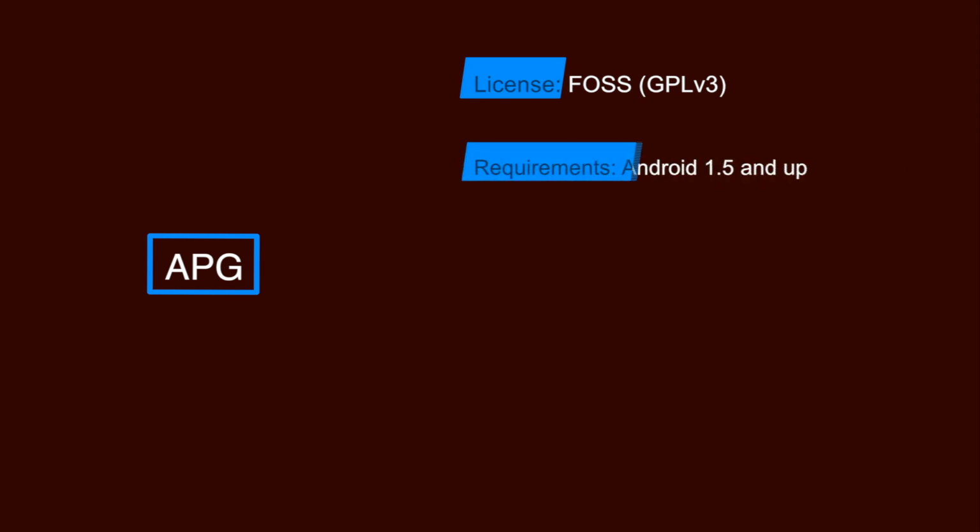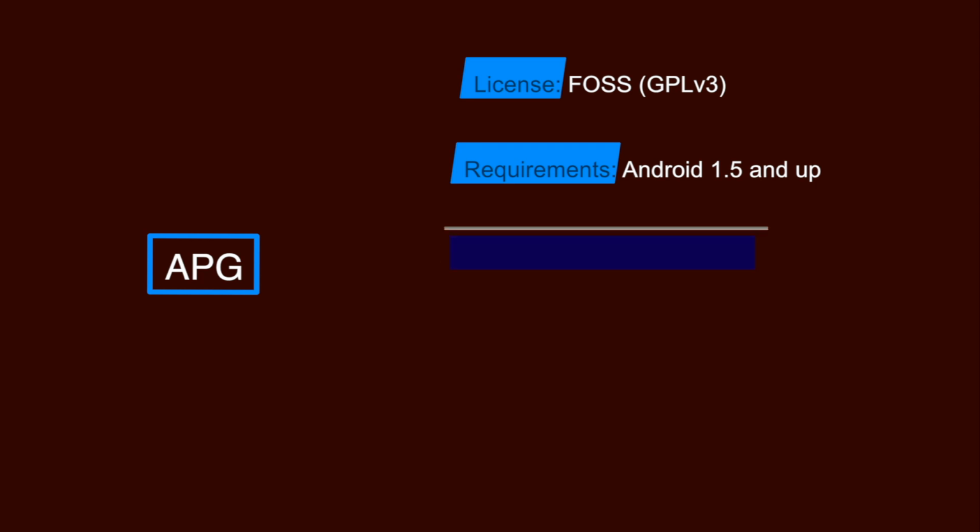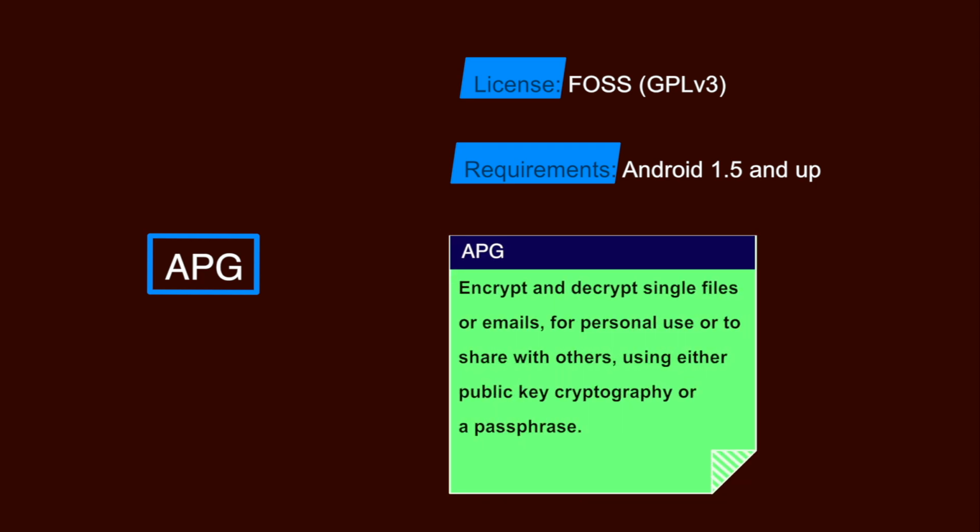Number one is APG app. It is a FOSS based software, and the requirements are Android 1.5 and upper versions. APG app lets you encrypt and decrypt single files or emails for personal use or to share it with others using either public key cryptography or a passphrase.